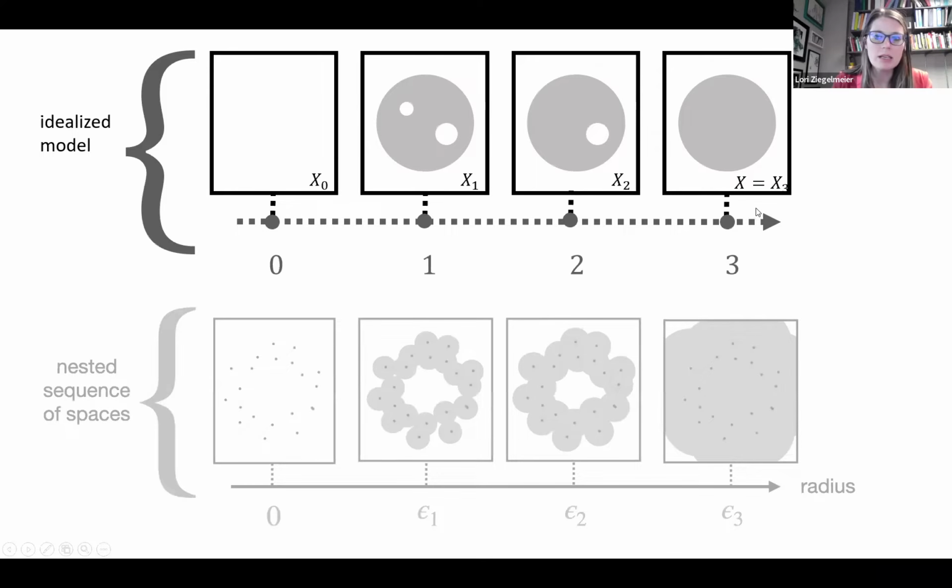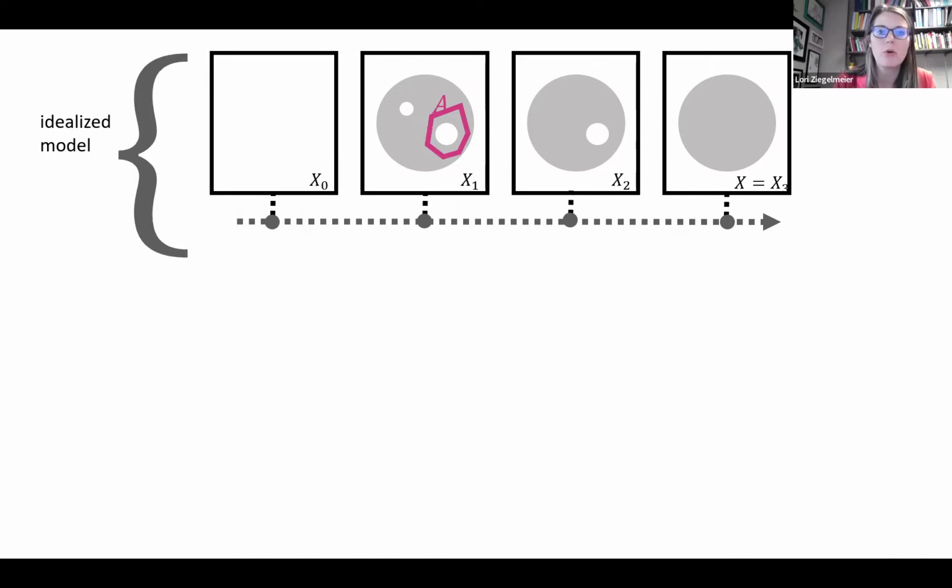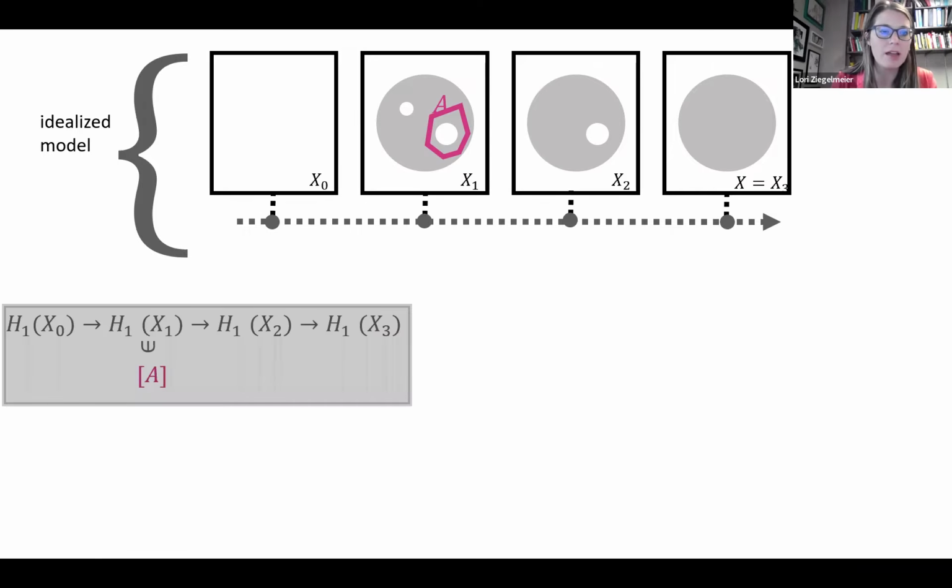Now, the idea is that imagine we want to uncover cycle representatives. So if we have this cycle representative A, what that really means is that at the filtration value corresponding to this topological space, we have an element in the homology class. So there is a cycle representative that you can think of as this coset representing the homology class here.